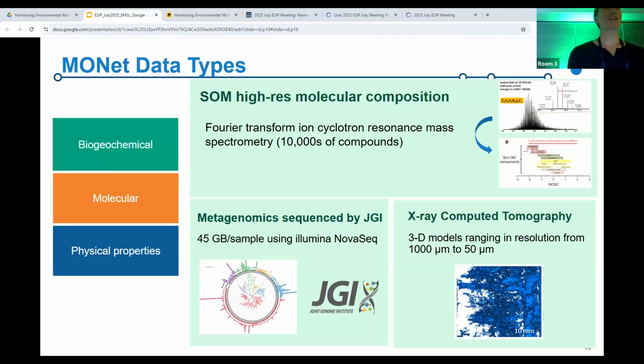And we know there's plenty more data types that could be added, so we're always looking for feedback from our community of what are we missing, what could we be adding or doing differently, so that we're providing even better information to both our users that are in the field collecting samples, as well as our data users.